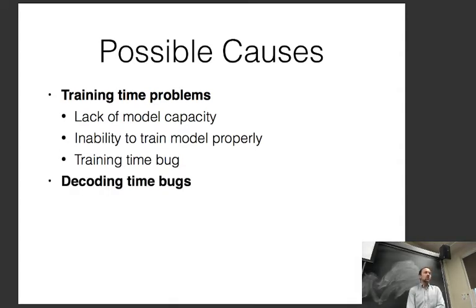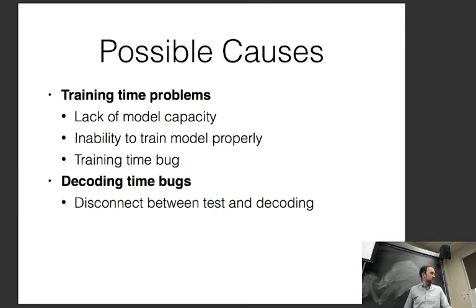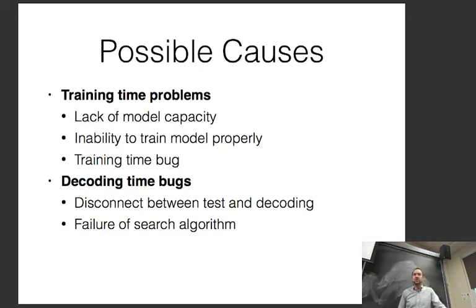You can also have decoding time bugs or basically search bugs that don't allow you to search for the answer properly. This is especially common in structured prediction models where you need to take one prediction and feed it back into your model. And these can often result from a disconnect between training time and decoding time. It can also result from a failure of your search algorithm to find the best result.